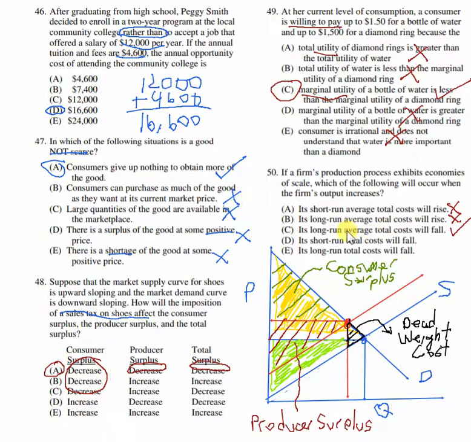And then here they say its short run total cost will fall. The short run total costs are not going to fall, right? Because even though you're making them for less and less of a cost, the total still goes up, so that's not going to be right. And here they just give you the option with the long run total costs falling, and that's also not correct because total costs continue to rise, so the answer for 50 is C.